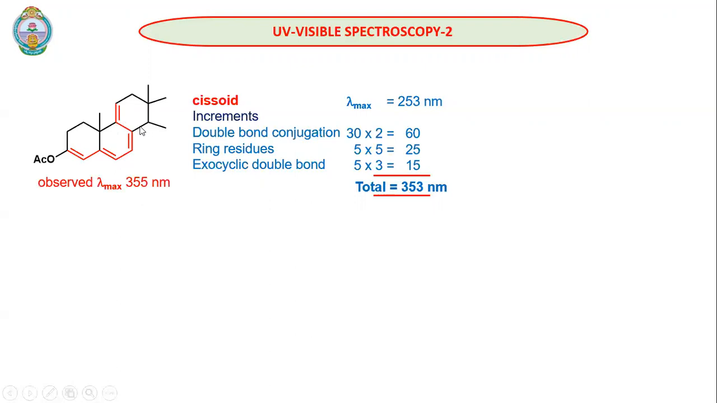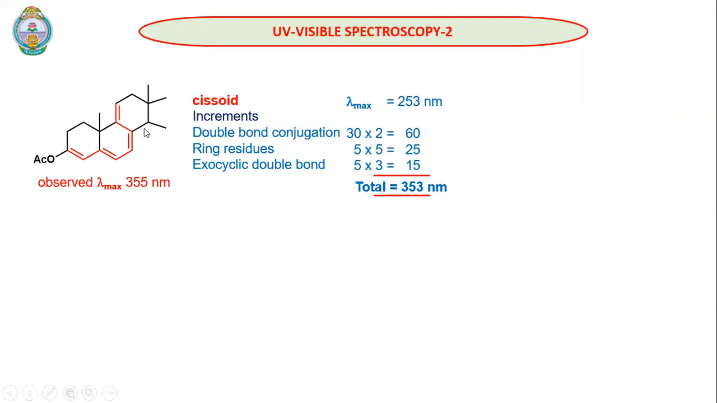You may be tempted to think that this is also part of the ring residue, this is also part of the ring residue, if you don't recognize this. So here the parent is cisoid, that is for taking this lambda maximum value.